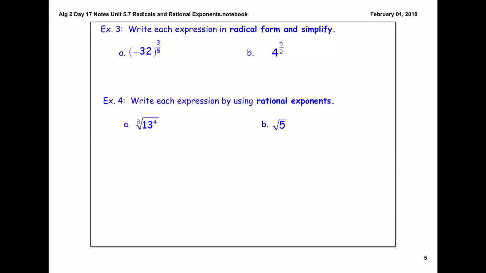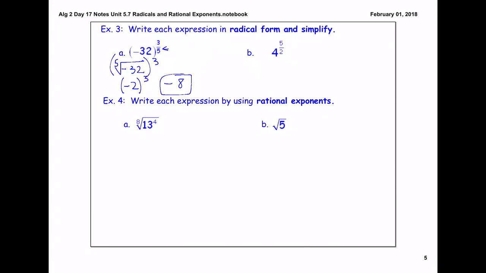So looking at example 3, it says write each radical in radical form and simplify. Our denominator becomes our index, so we are looking at the 5th root of negative 32. I can probably simplify the 5th root of negative 32, making a factor tree, and then I'm going to cube that. I know that negative 2 times negative 2 times negative 2 times negative 2 times negative 2 is equal to negative 32. Then when I cube negative 2, I get negative 8. If you didn't know that negative 2 was the 5th root of negative 32, you could have easily made a factor tree to determine that.